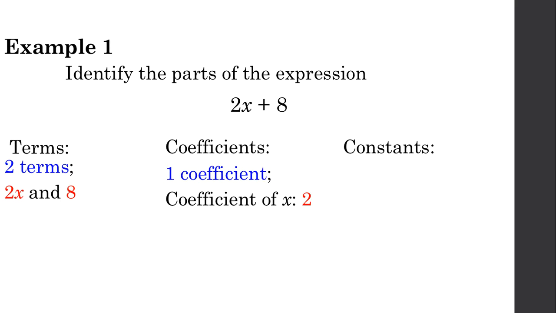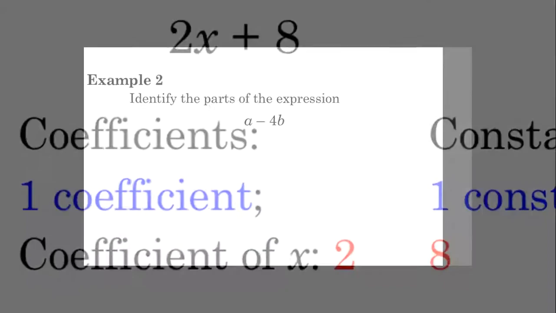And the constants, again, constants are just plain old numbers. So when we look at our expression, there is one constant term that has no variable attached to it, the number 8. And that's how you would identify the parts of an expression. Let's look at some more examples.